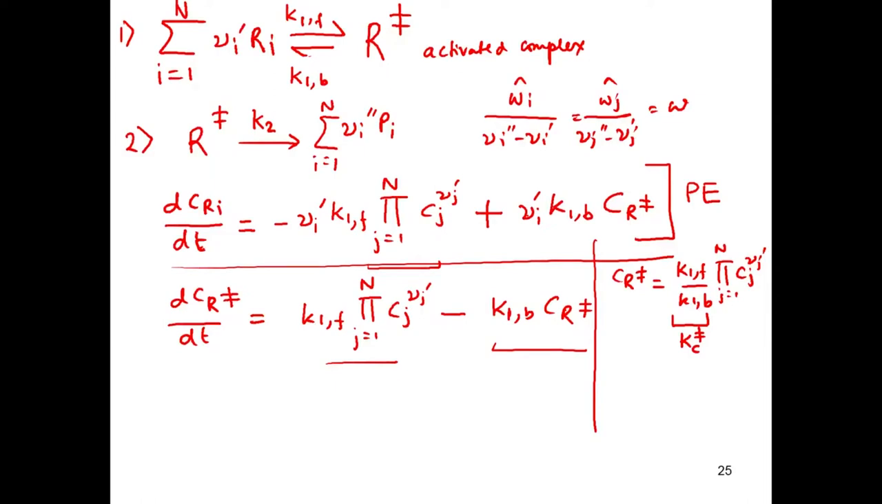Now, if you multiply this reaction with nu i dashed and add these two reactions, okay, what will you find? You will find that dCRi/dt plus nu i dashed dCr/dt is equal to what? This goes to 0.